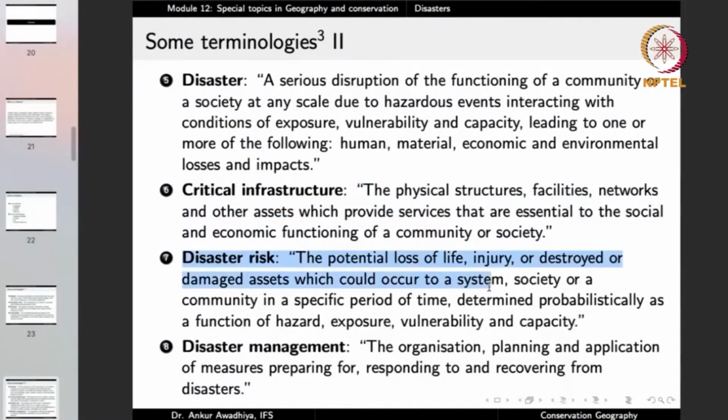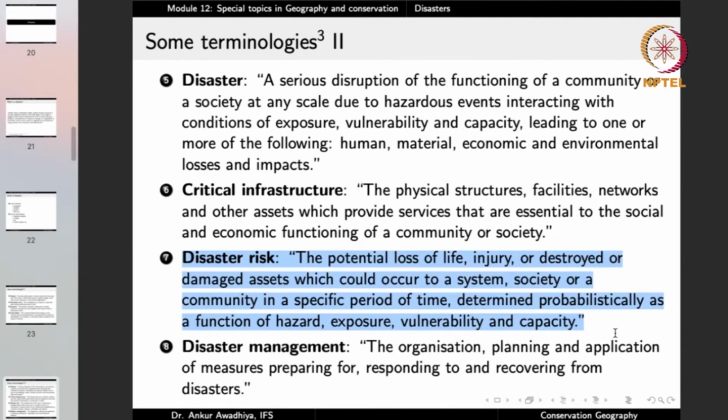We talk about disaster risk, which is the potential loss of life, injury, or destroyed or damaged assets which could occur to a system, society, or a community in a specific period of time, determined probabilistically as a function of hazard, exposure, vulnerability, and capacity.